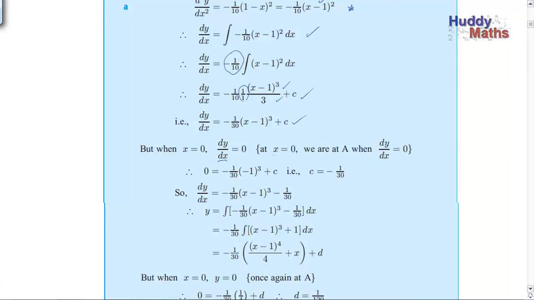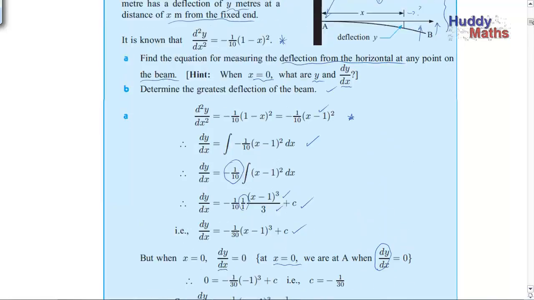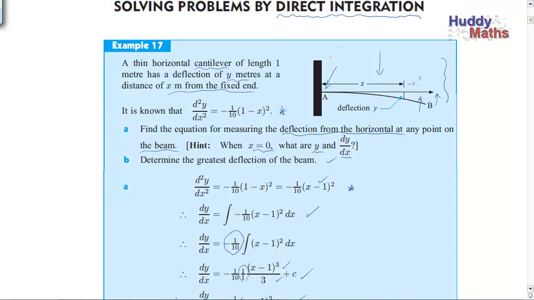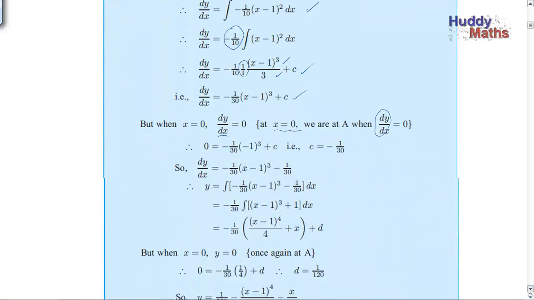Now, we are told that when x is 0, then dy by dx will be 0. It's a fixed point, there's no deflection there. And also at x equals 0, y would be 0. Let's go back up again and just have a look at that up here. See here, at x equals 0 at this point, there'd be no deflection, y would be 0, and dy by dx would be 0. It hasn't changed at all at that point because it's fixed. So it won't sag or bend there.